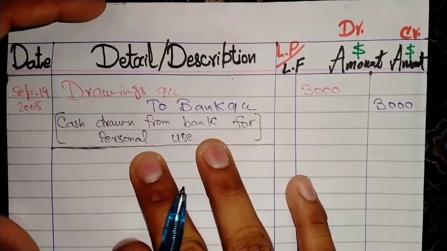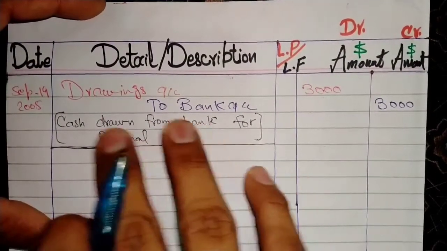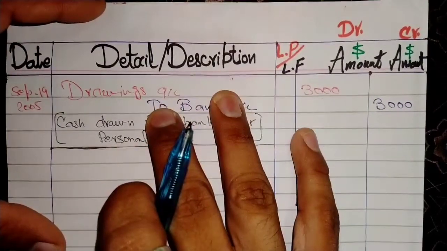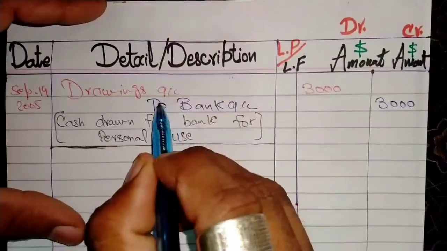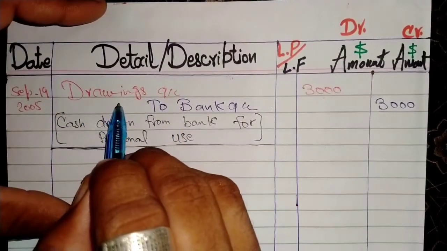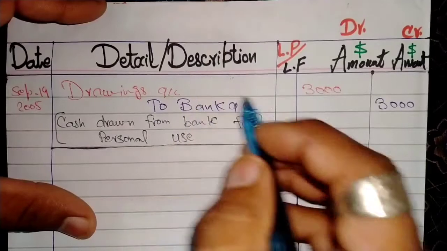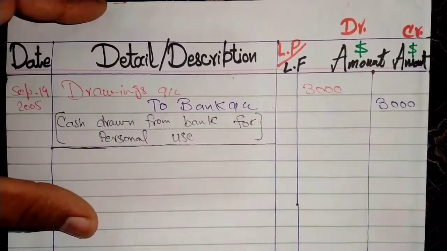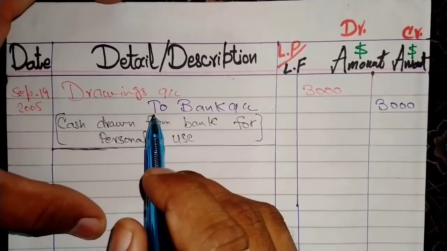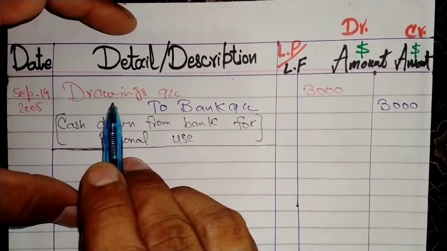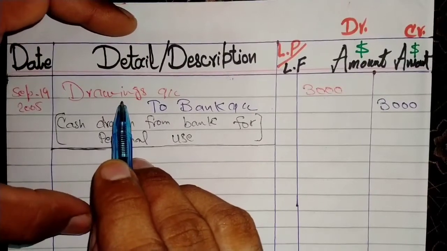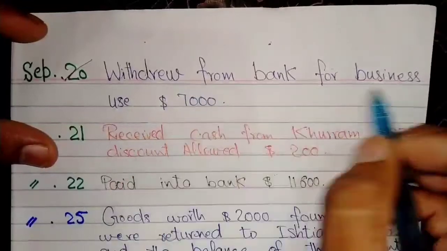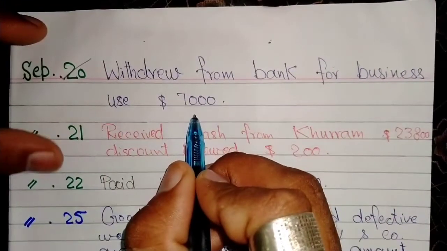Dear students, one concept you must keep in mind here: anything withdrawn from the business by the owner will be considered in the context of drawings account. Just like this entry, the owner withdrew $3,000 from the business bank account, and the $3,000 will ultimately be considered in drawings account. It may be withdrawn by the owner by means of check, debit card, ATM card, etc. Okay. Next transaction, on September 20th, is a withdrawal from bank for business use amounting to $7,000.